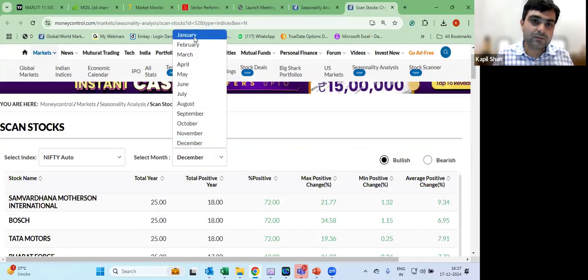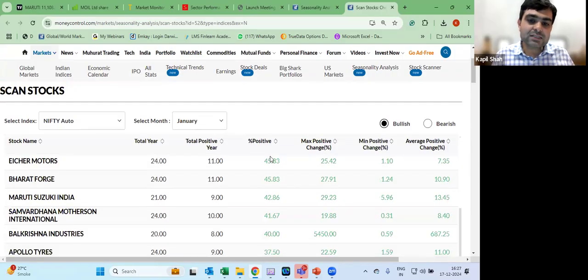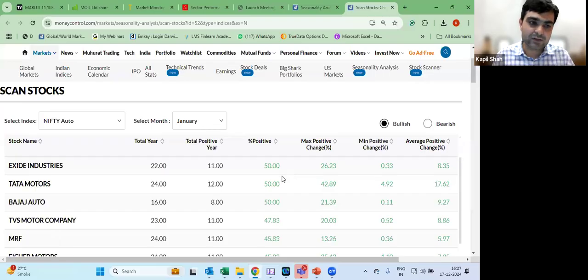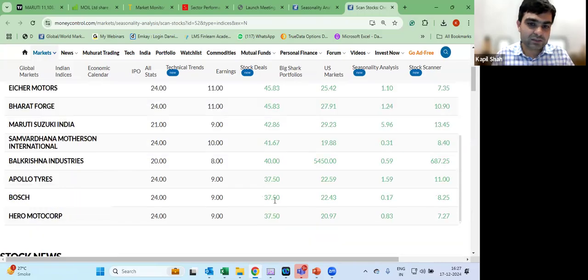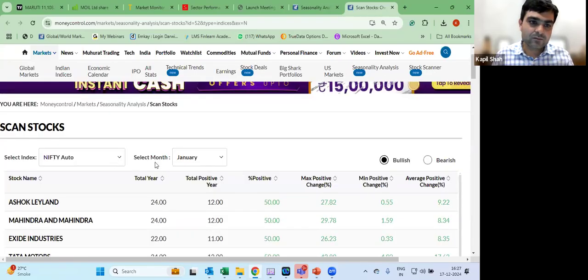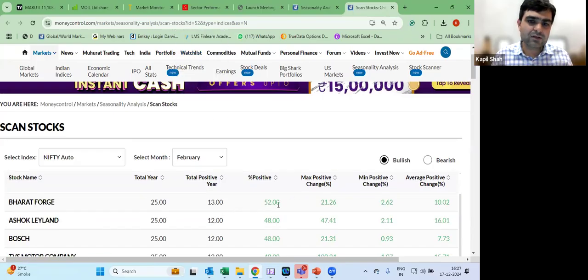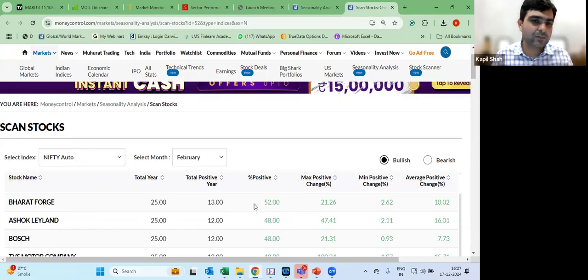How about January month? If I look at January, then you don't find that many successful attempts. Your best stocks are Ashok Leyland, Mahindra and Exide, which are also around 50%. You don't find too much action. Maruti was just 42%. So your seasonality data also says that it is not going to be a great period for these particular stocks. You can look at February month. Samvardhan, Aisha. Again, you don't have that great a time. 56, 52 percent, 48 percent.